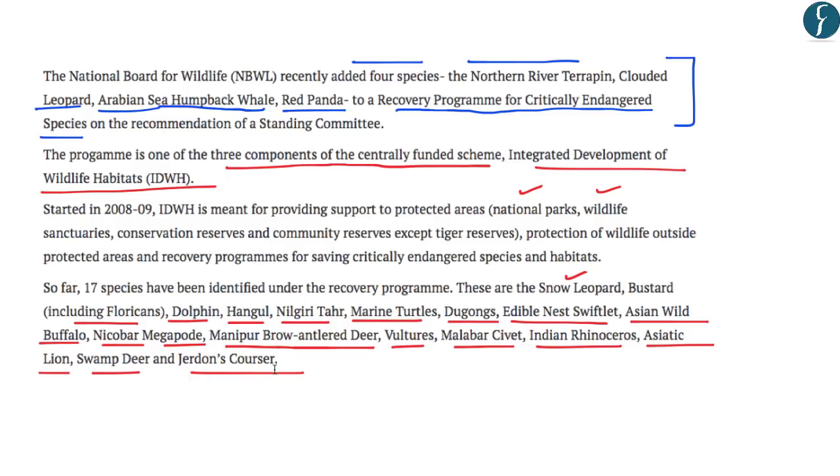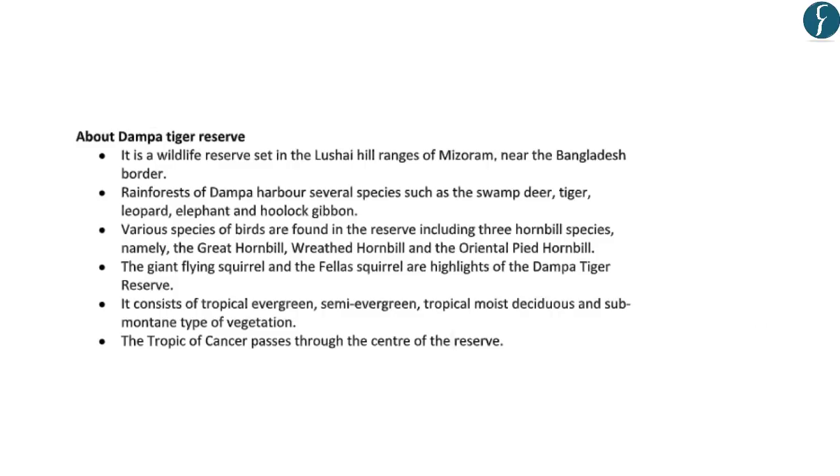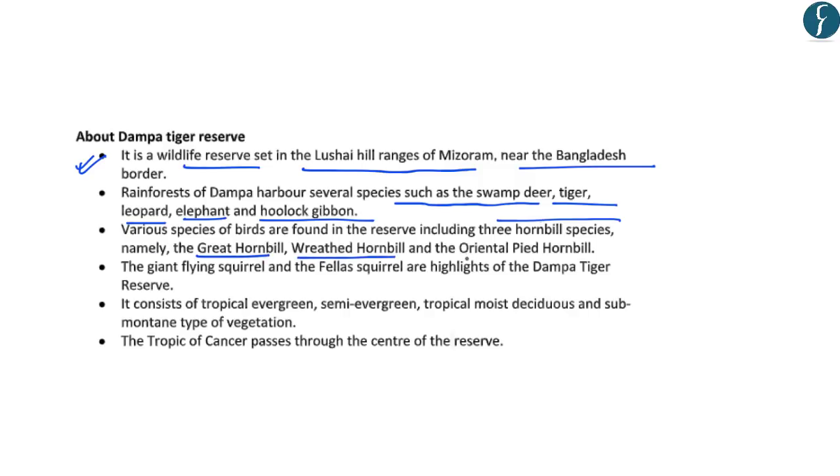for critically endangered species. Now talking about Dampa Tiger Reserve, it is a wildlife reserve set in the Lushai Hill Ranges of Mizoram near the Bangladesh border. Further, the rainforest of Dampa harbors several species such as swamp deer, tiger, leopard, elephant, and hoolock gibbon. Various species of birds are also found in the reserve, including three hornbill species, namely the great hornbill, rufous-necked hornbill, and oriental pied hornbill. Further, the giant flying squirrel and the Fea's squirrel are highlights of the Dampa Tiger Reserve.